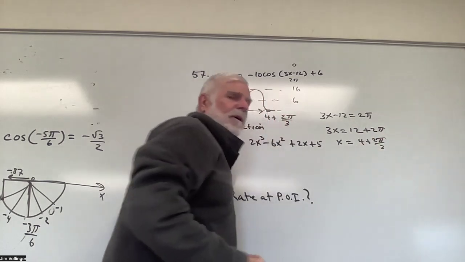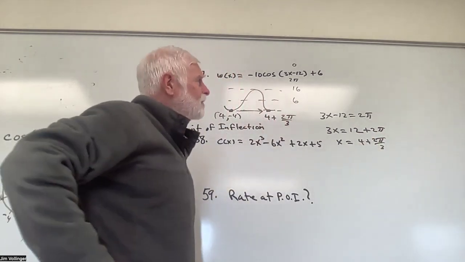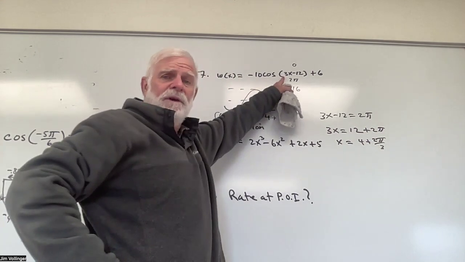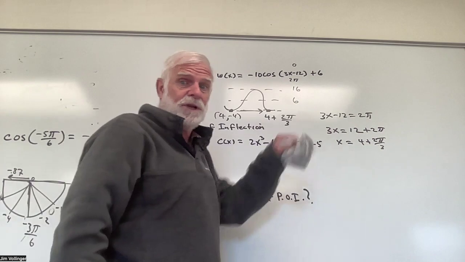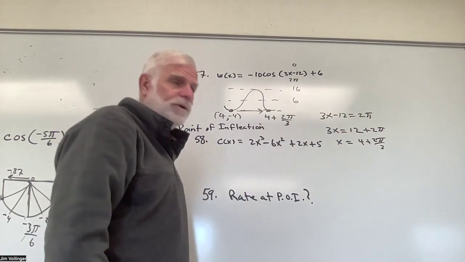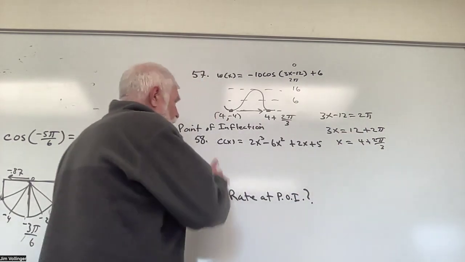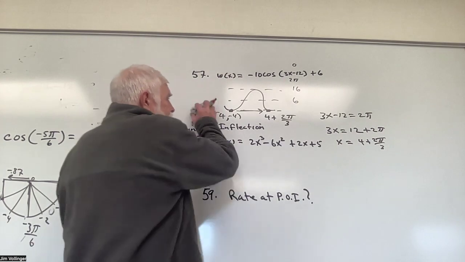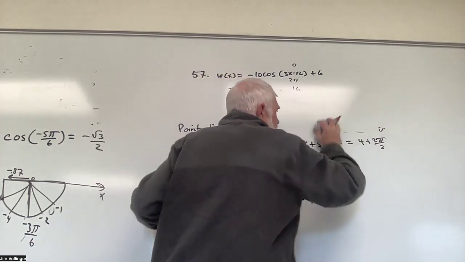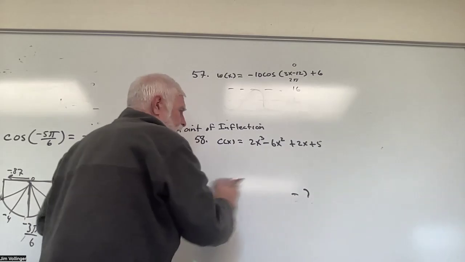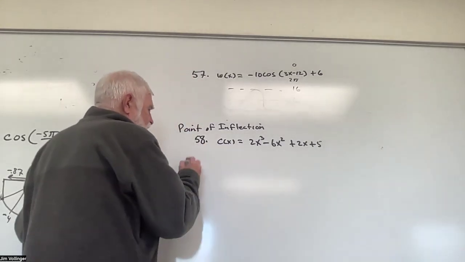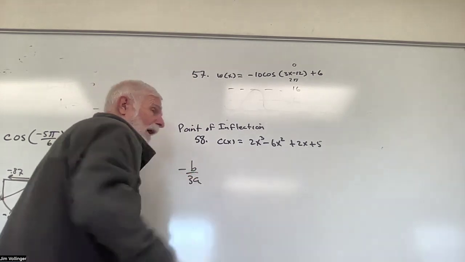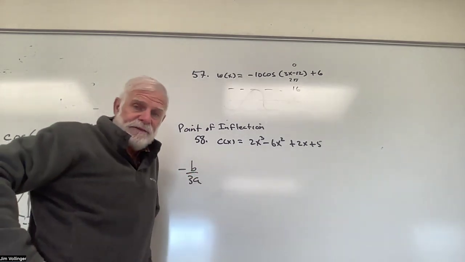Now, 2 pi over 3 is 120 degrees. What happens if you multiply 3 times 120? Once around the circle, 1 revolution. Point of inflection. Let's get this out of the way. And the rate at the point of inflection, well, we might as well graph the thing. So the point of inflection is minus b over 3a. Do you remember why? The average of the roots.